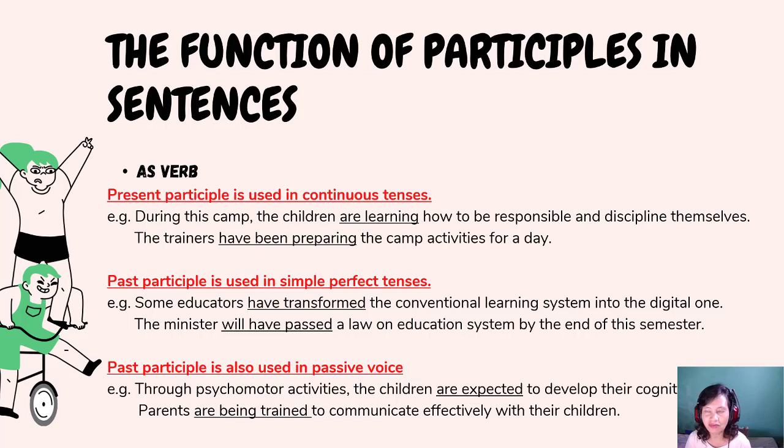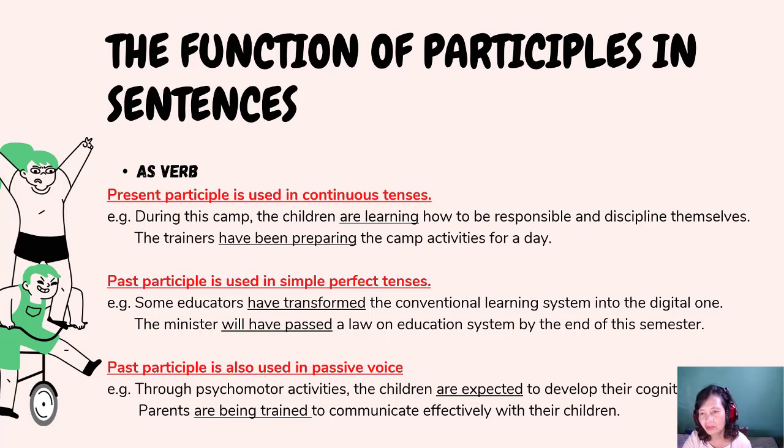Now we talk about the function of participle in sentences as verb. So, present participle is used in continuous tenses. All of continuous tenses need to be plus verb 1 ing. That is the structure. That's why we have this sentence. During this camp, the children are learning how to be responsible and discipline themselves. Are learning. This is present continuous.